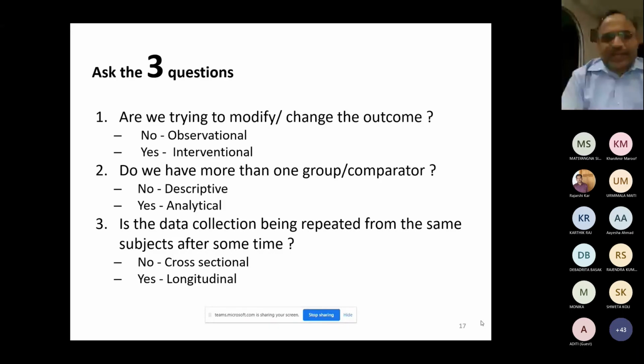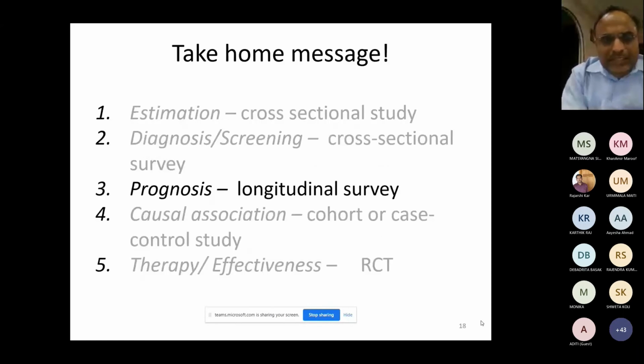Do we have more than one group, comparator? अगेन नो, उसी पेशेंट को हम देख रहे हैं बार बार. Is the data collection being repeated from the same subjects after some time? Here the answer is yes. So it becomes a longitudinal study. So again, it's a descriptive observational but longitudinal study. So these are the studies which help us to find the prognosis of various diseases. What happens in the natural course or what happens after a particular standard treatment.